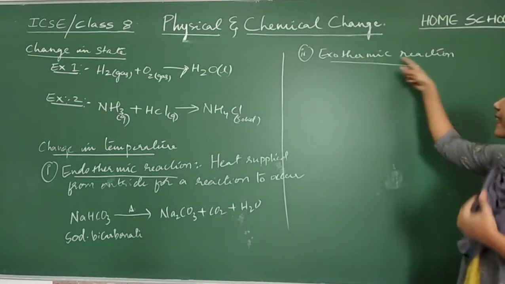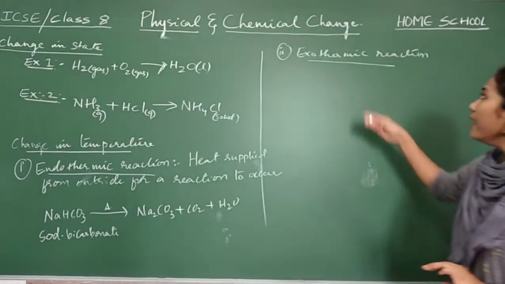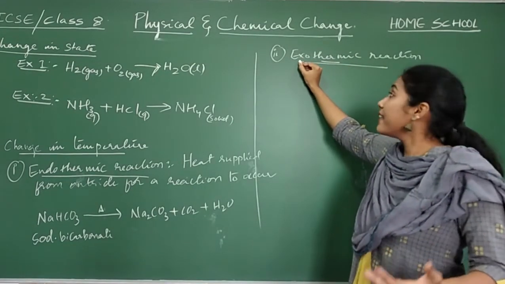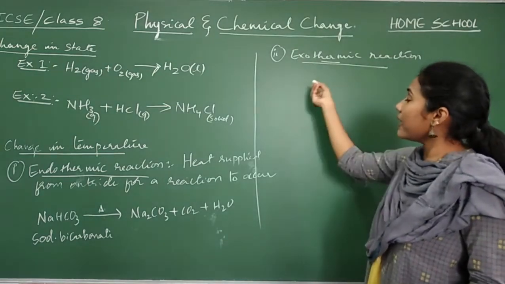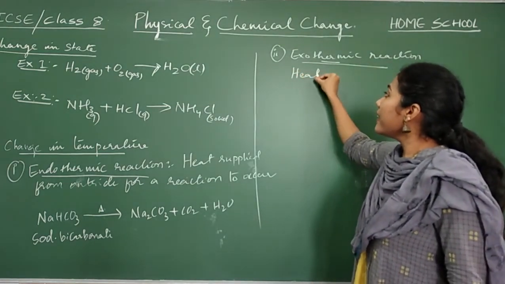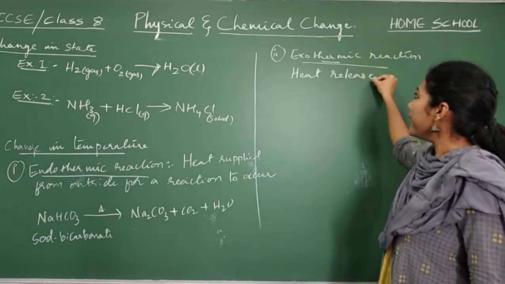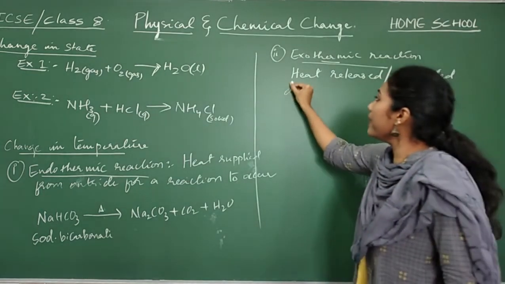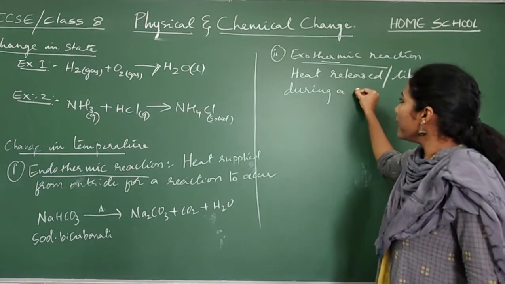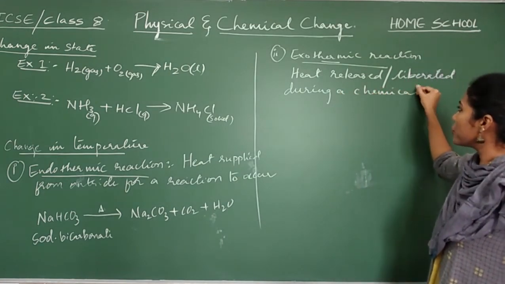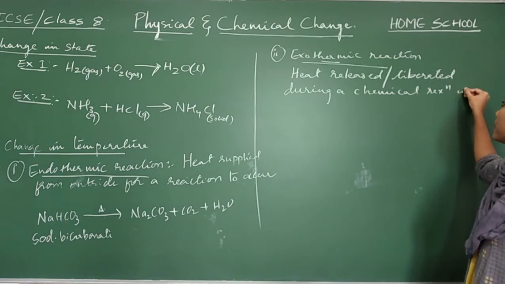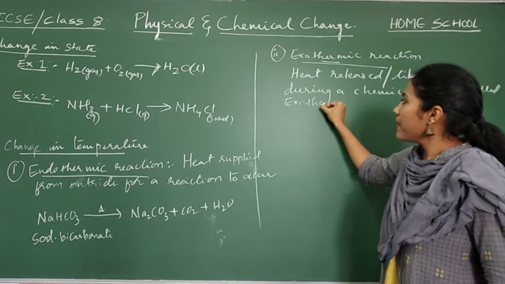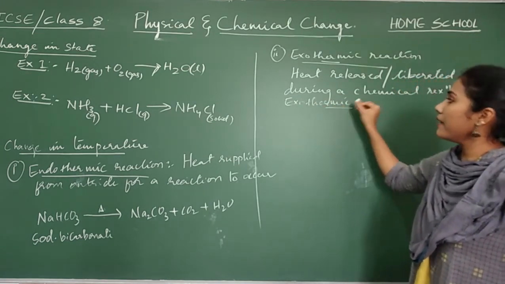And coming to the exothermic reaction. Thermic means heat, exo in the sense released. Heat is released. So what is the definition you can write here? Heat released or liberated during a chemical reaction is called an exothermic reaction.